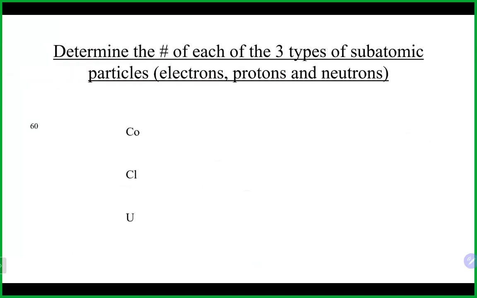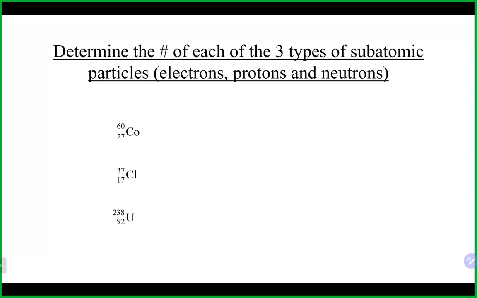All right, let's try some here, see how we do. All right, so for each of these, how many protons, electrons, and neutrons does each of them have? Okay, so let's take a look.